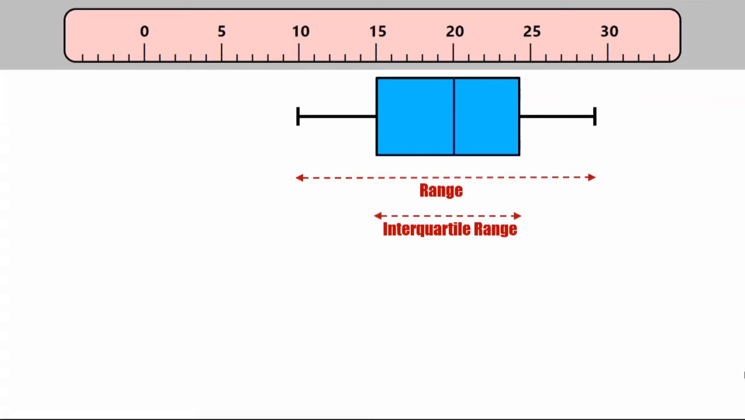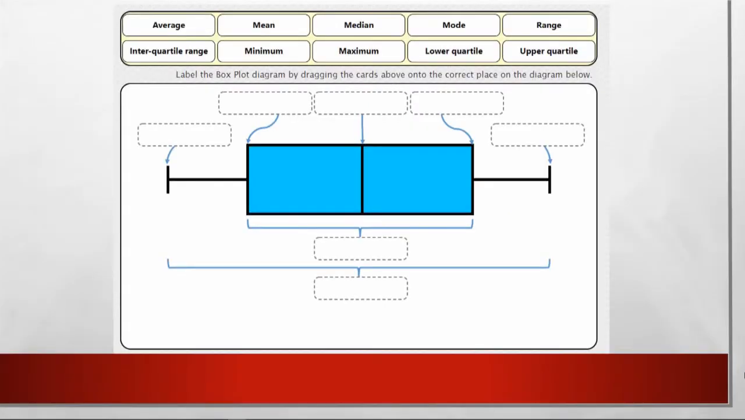So, for level 1 of the online exercise, your job is to take the labels, drag them onto the diagram to annotate it. Not all of the labels are needed. Let's see if you can do that. Good luck.